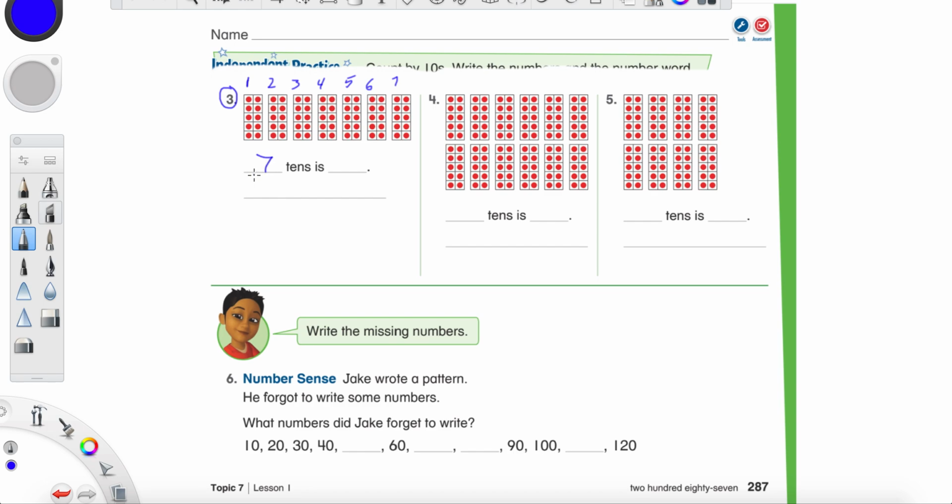So we have 7 10s. But what big number does that make? Well, remember, all we got to do is add zeros after each of these. And that gives us the big number that each set of 10 makes. So we have 10, 20, 30, 40, 50, 60, 70. So 7 10s makes 70.